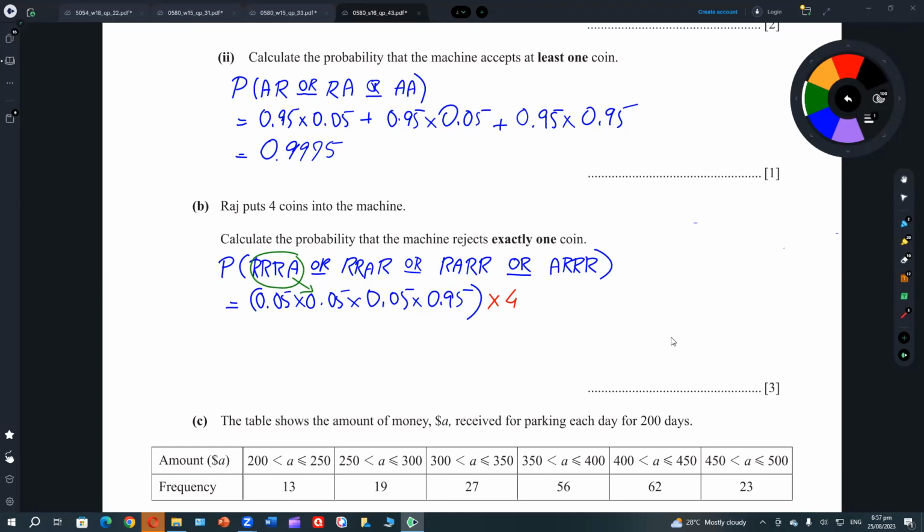So see the calculation. Yes, sir, I got 4.75 times 10 to the power negative 4. 4.75 times 10 to the power negative 4. Yes. So this would be the answer.